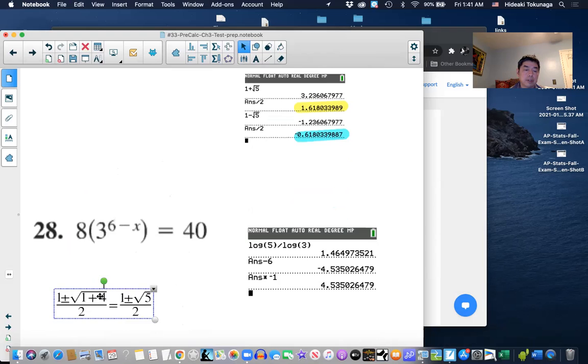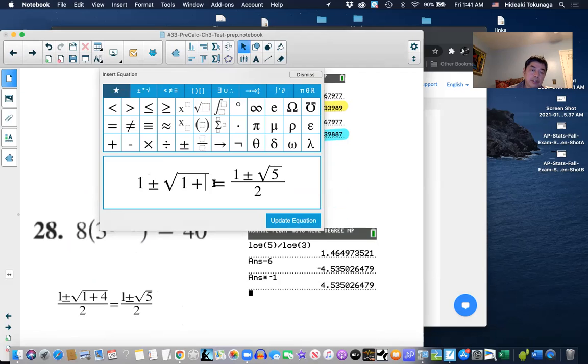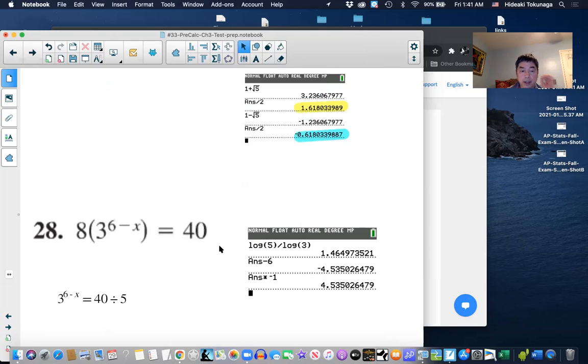So let me move this one here. So 3, base is 3, and exponent is x minus 6. Let me see, 6 minus x equal to 40 divided by 5, right? So let me put the division sign. Okay. Well, first thing you have to do is divide by 8 on both sides. So the left hand side, right hand side is going to be 8.